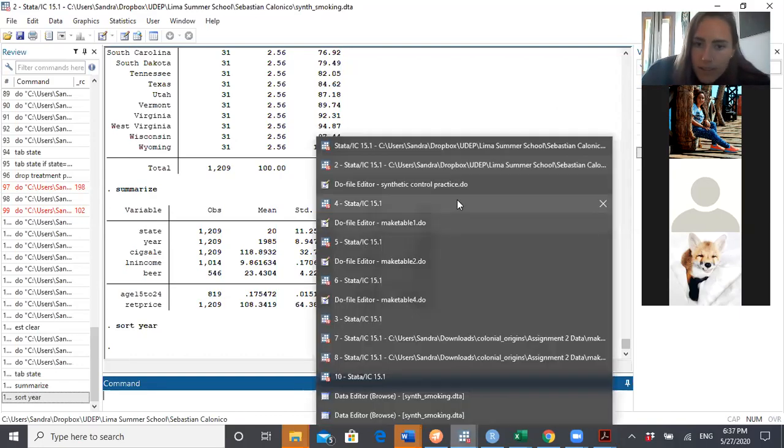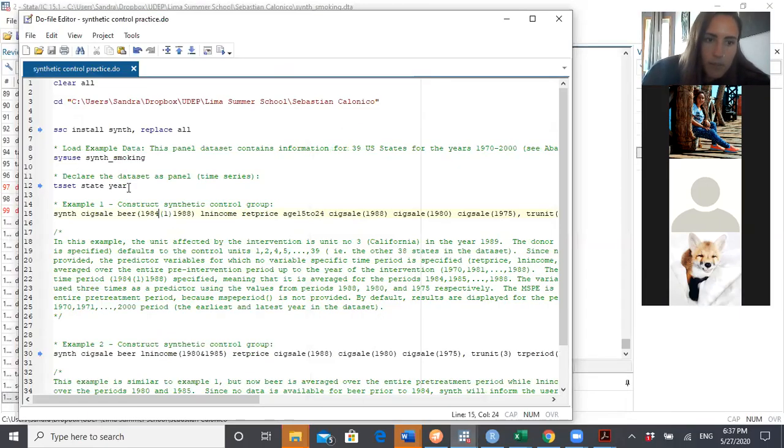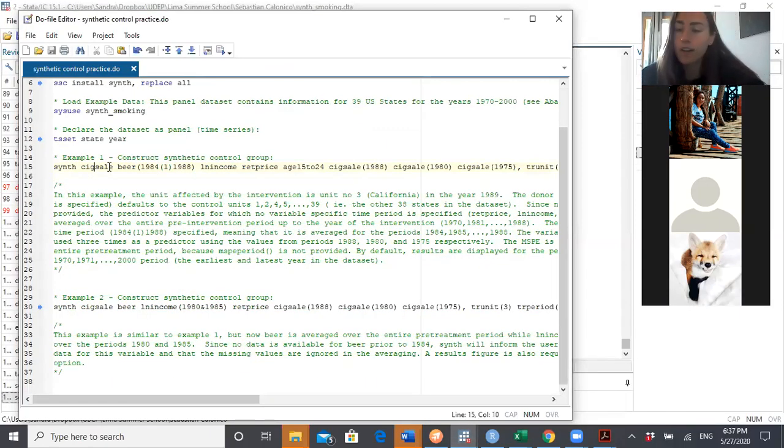Okay, so to do your synth, the command is literally just synth, and then sigsail, which is our dependent variable. In this example, I'm putting beer, but from 1984 to 1988, because remember that for the variable beer we're actually missing data up until 1984. You don't have to do this, since it will just exclude the missing data anyway, but I just put the average from 1984 to 1988, and then law and income, retail price, age 15 to 24.